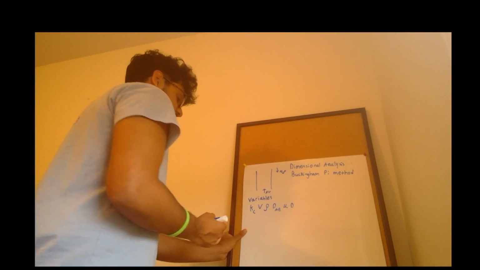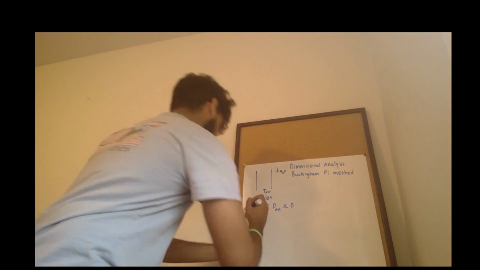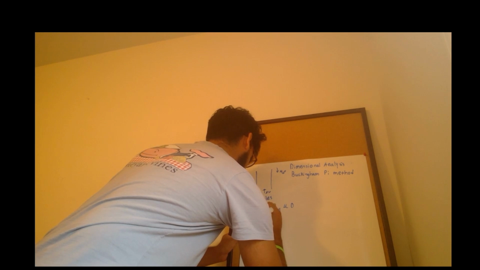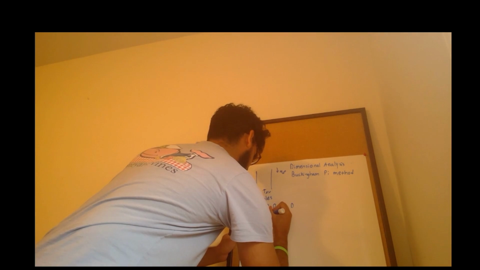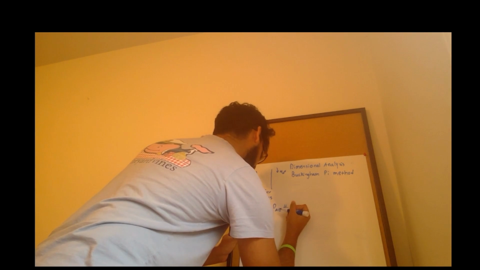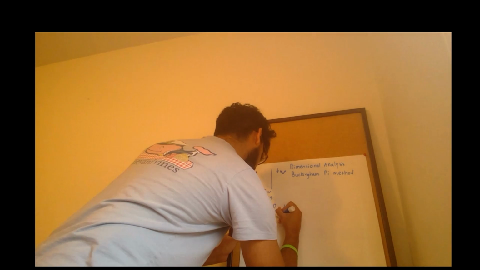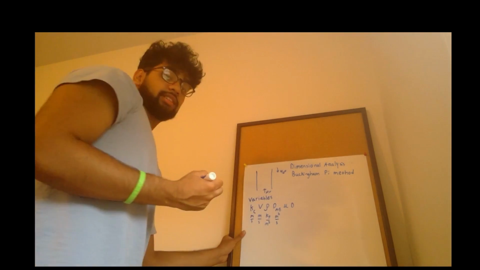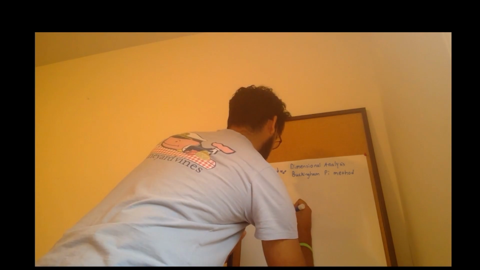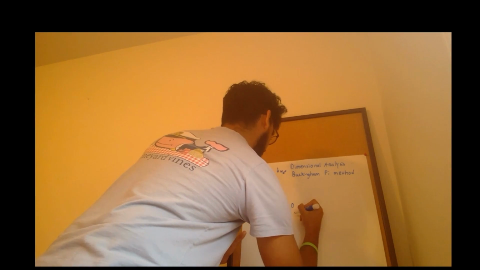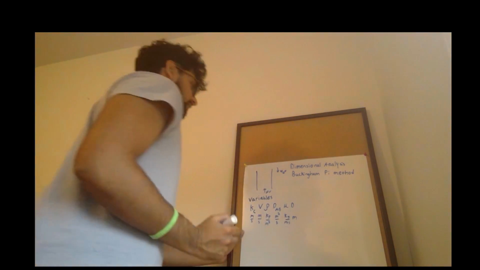For the mass transfer coefficient and for the velocity, it's meters per second. For density, it's kilograms per meters cubed. For mass diffusivity, it is meters squared per second. For viscosity, it's kilograms per meter second. And diameter is just in terms of meters.